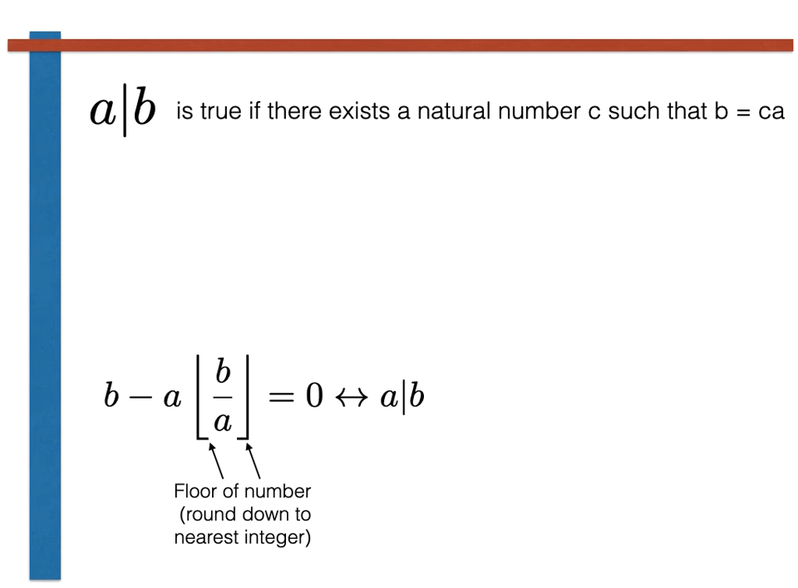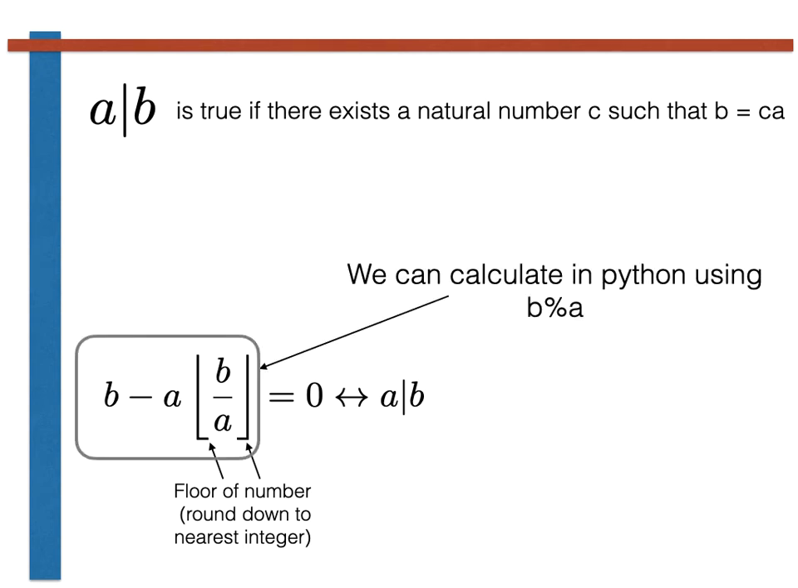I mention this because Python has a command for calculating remainders like this directly. b%a is the value of the remainder when we divide b by a. We can thus use this percent operator and the other material on this slide to construct a proposition that we can put in an if statement to determine if a divides b.